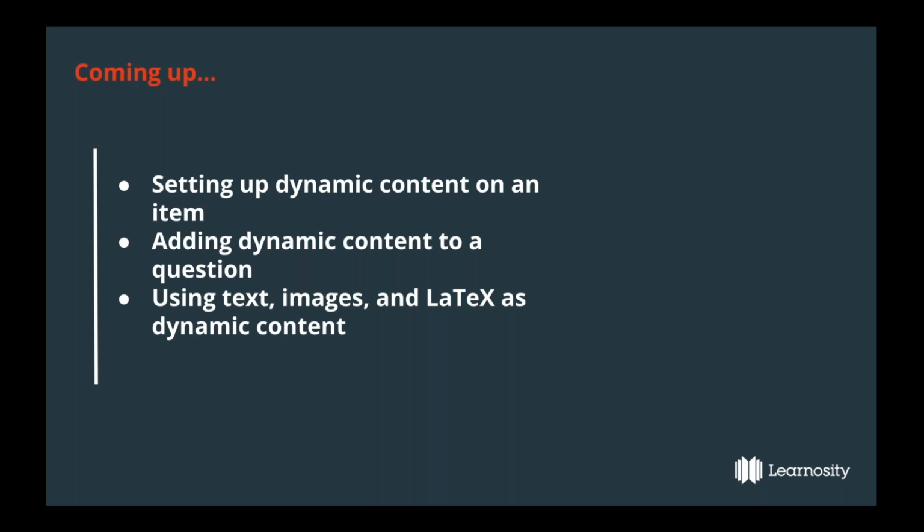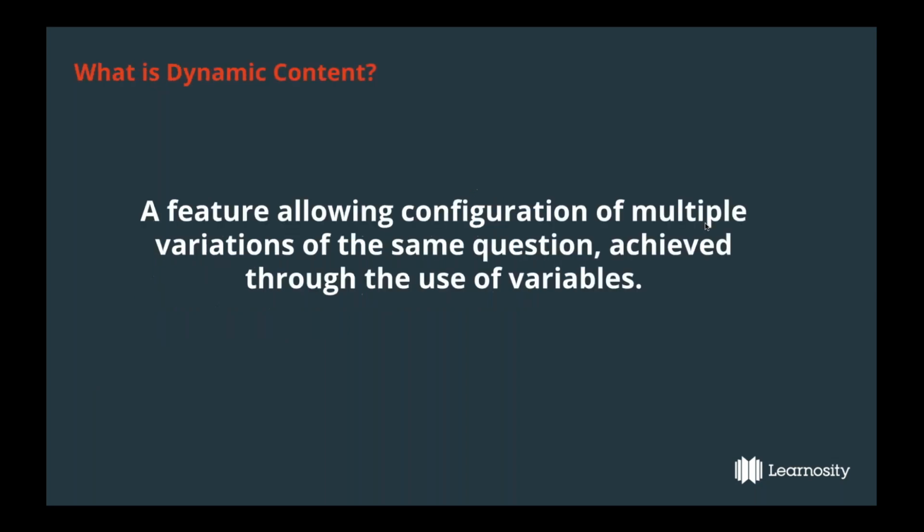And as I do this, you'll see how to add not only text, but also images and LaTeX as dynamic content too. So you'll be able to use dynamic content with math questions, for example. So before I get started and show you how to set up dynamic content on an item in the authoring tool, I just want to clarify exactly what I am talking about when I say dynamic content.